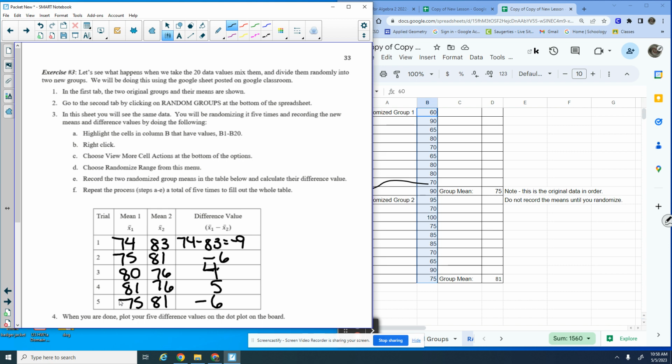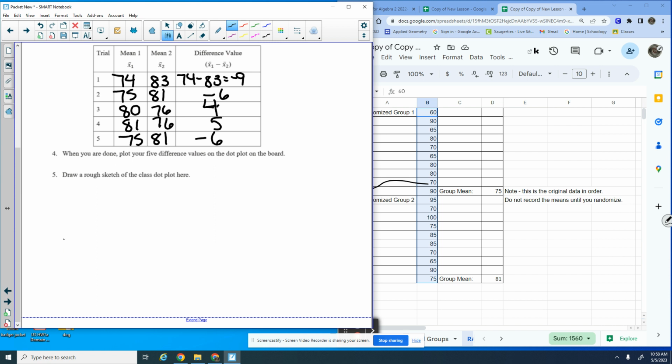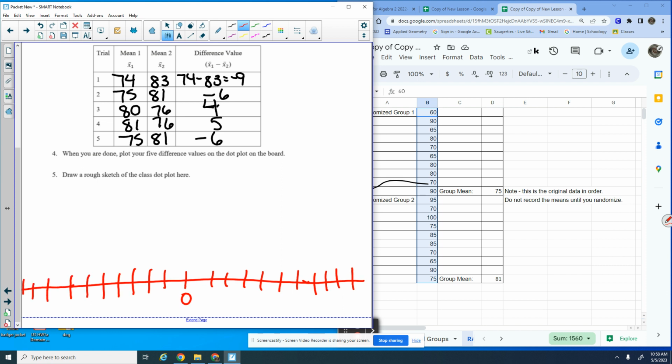And you should really be able to see that chance, right? Because I'm just randomly assigning them. What you're going to do is, in class, if you were here, we would have a dot plot like this. And I would put my values on. My first one was negative 9. My next one was negative 6. My next one was 5. My next one was 4.